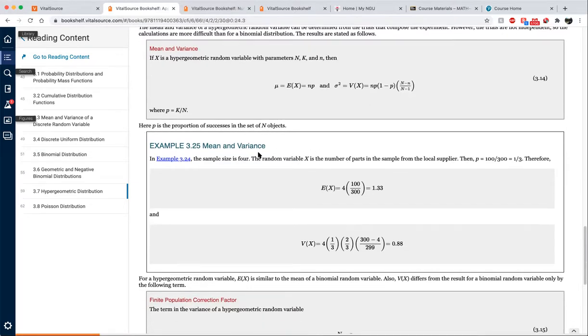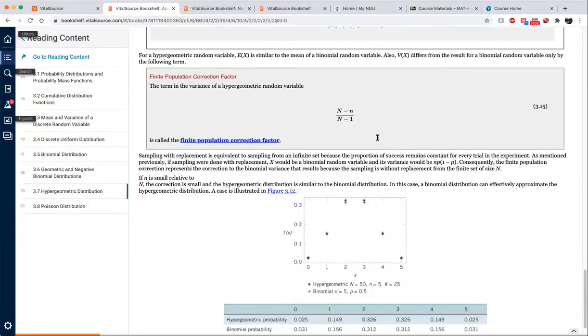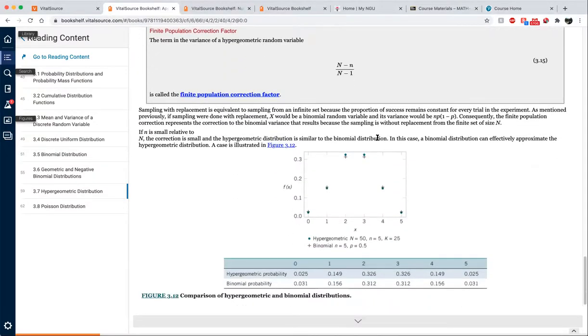Example 3.25 asks us to find the expected value and variance of example 3.24 using those formulas. This is just algebra. So that's all for 3.7. Next time I'm going to cover 3.8, Poisson distributions. Let me stop here.